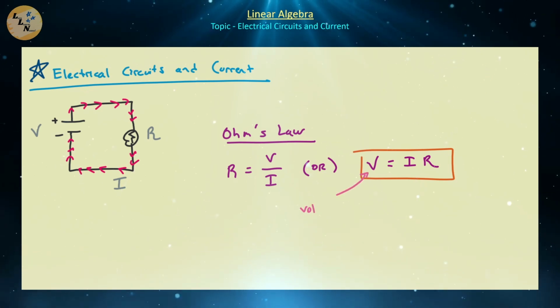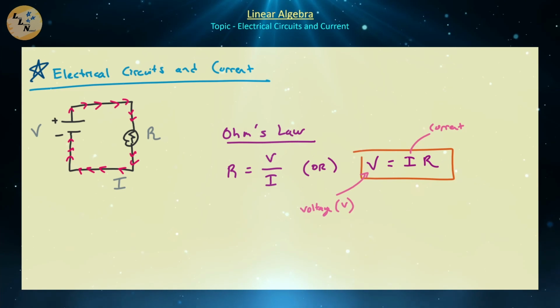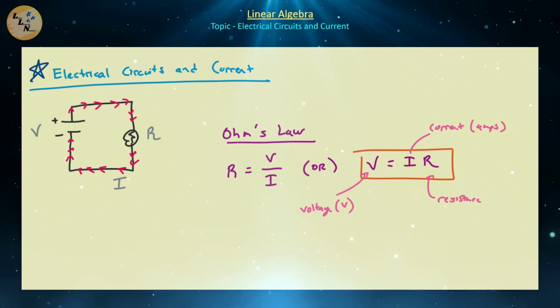So V is going to stand for voltage, which is going to be in the unit volts. And then I is going to be current, and current is going to be measured in amps. And R is going to be measuring resistance, which is going to be in unit ohms, which is represented by the Greek letter capital omega. Right? So voltage equals amps times ohms, or voltage is equal to current times resistance.